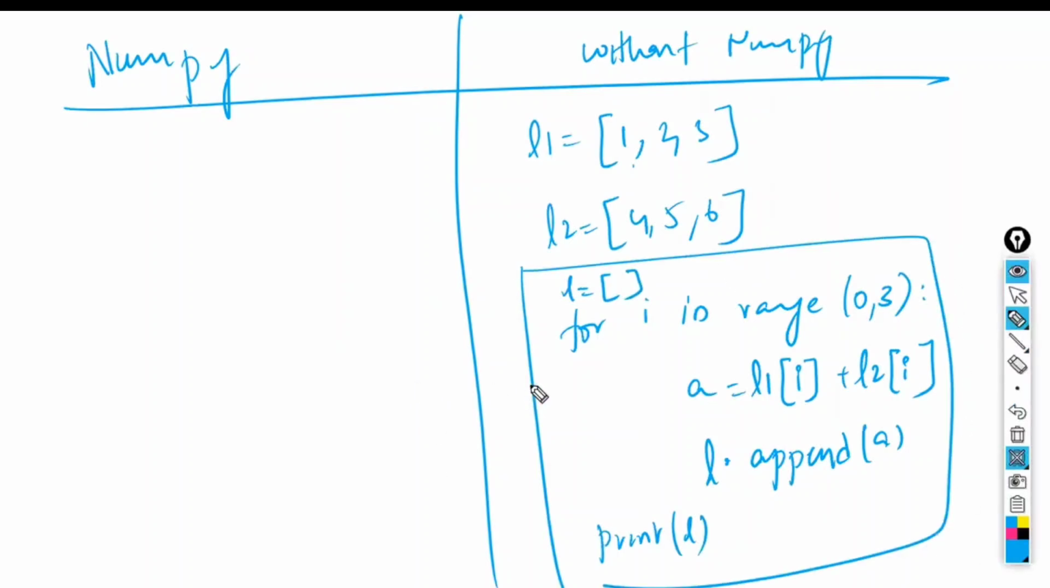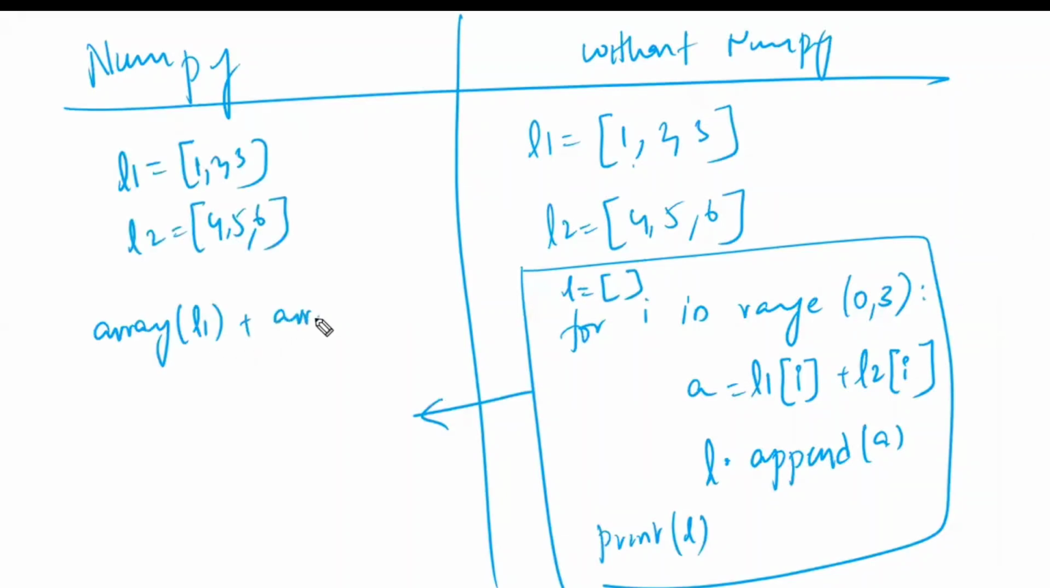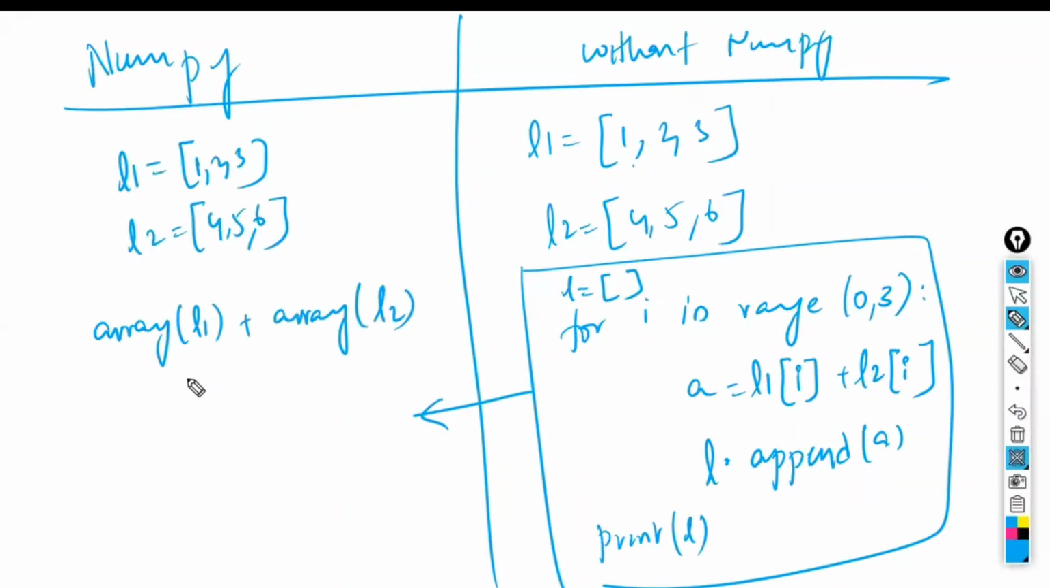Now the same thing with NumPy. L1 is equal to 1, 2, 3 and L2 is equal to 4, 5, 6 were given. Now, instead of adding them like L1 plus L2 directly, first I'm going to convert L1 to an array. Array of L1 plus array of L2. If I write like this, the output is 5, 7 and 9. In NumPy, if you just write array of L1 plus array of L2, it is going to generate the output like this.